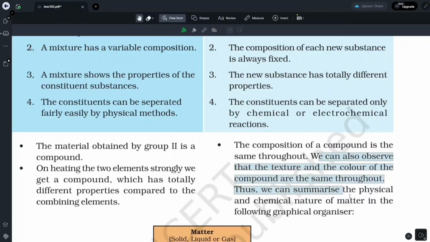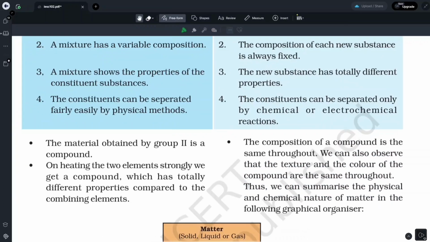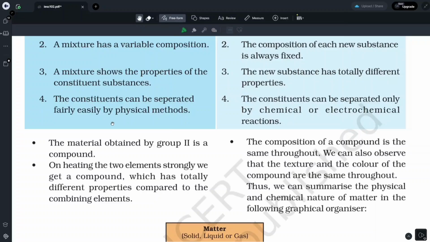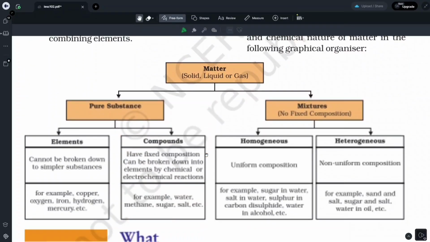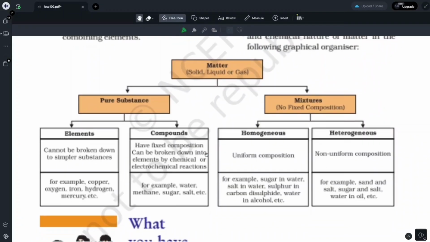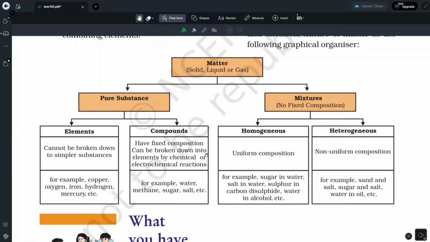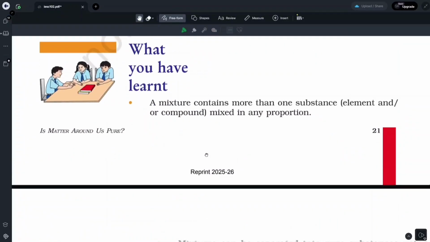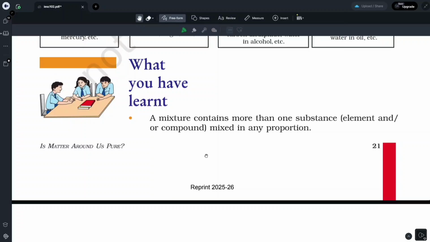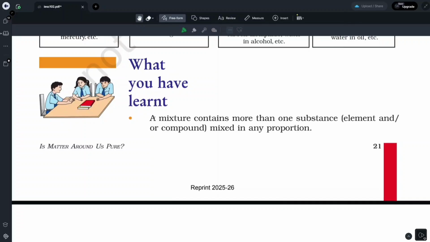Thus, we can summarize the physical and chemical nature of matter in the following graphical organizer. Pause the video and observe the graphical organizer. So, let's discuss what you have learned.